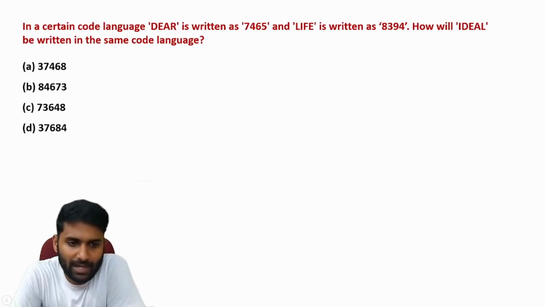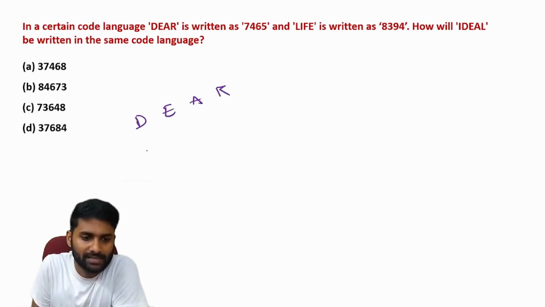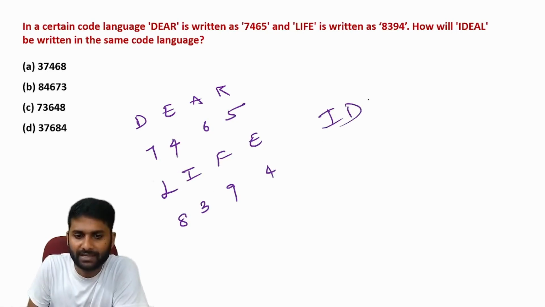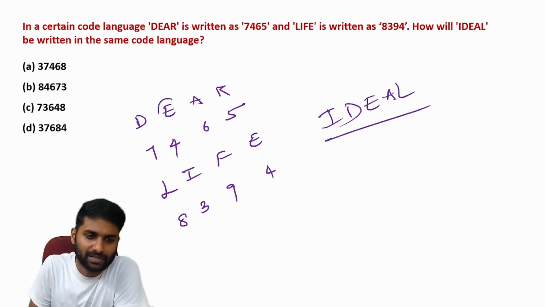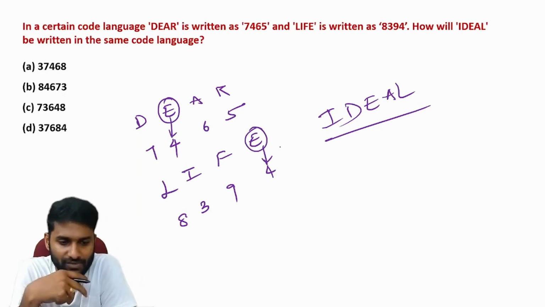Now see, in a certain code language, DEAR is written as 7465. Life is coded as 8394. Now the question: what is the code for IDEAL? Before finding the logic, you can see the repetition. If letters are repeated, the code is definitely repeated. So we can finalize that E is coded as 4.